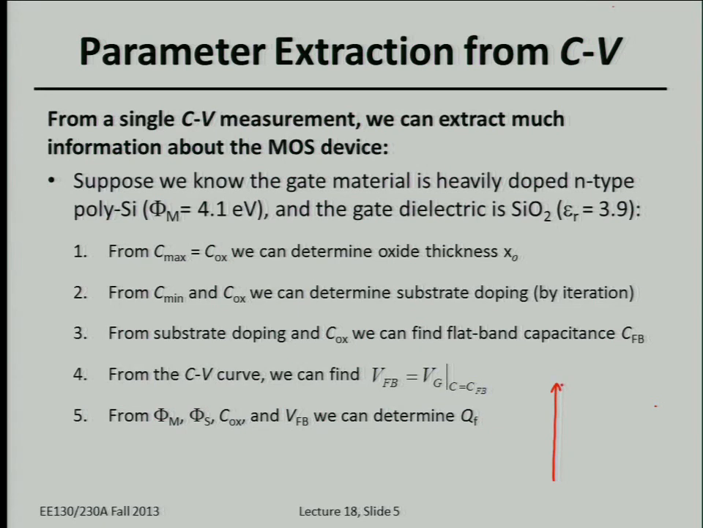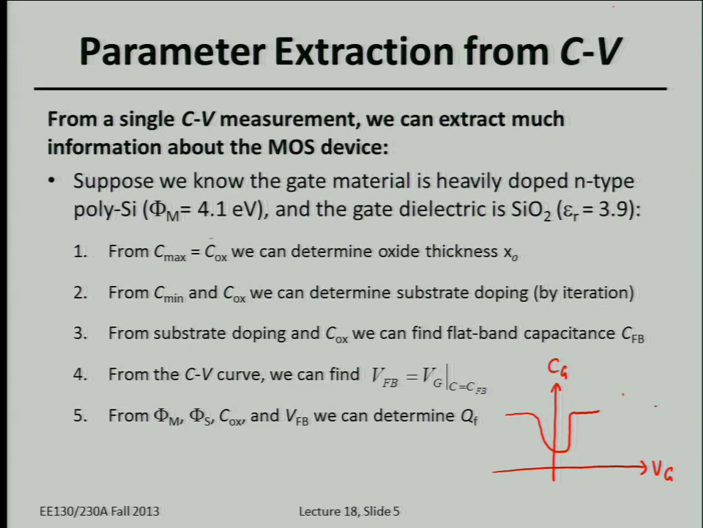Let's assume this is an NMOS capacitor. We're going to measure the gate capacitance as a function of the gate voltage. The CV curve is going to look something like this. From a single measurement of a device during the manufacturing process, you can actually deduce multiple things. First of all, you should know from the manufacturing process what is the material for the gate oxide and what is the material for the gate.